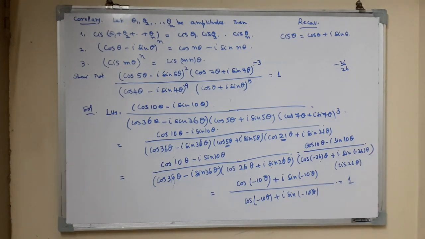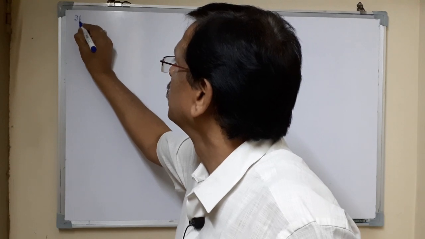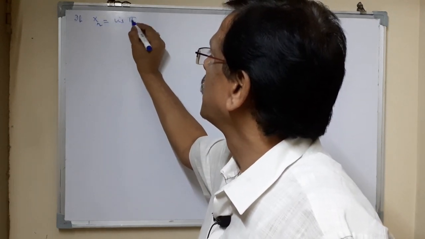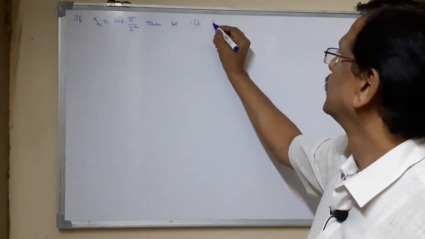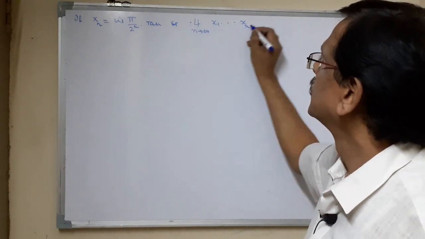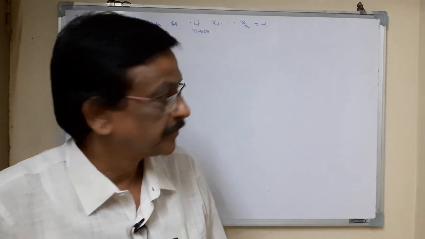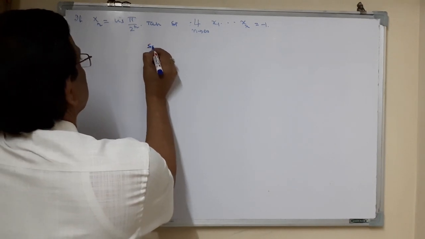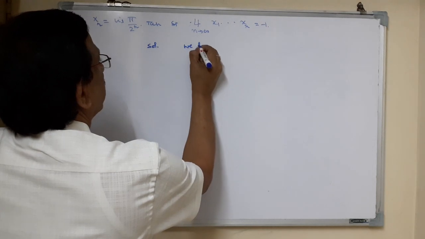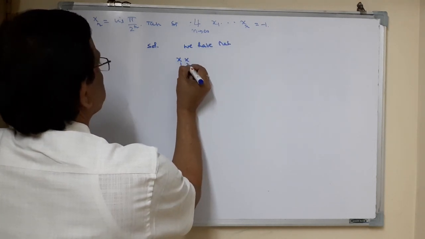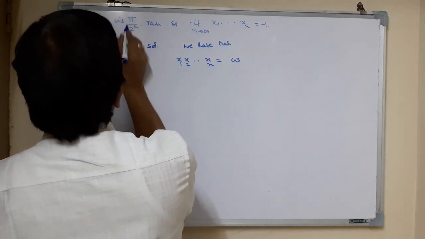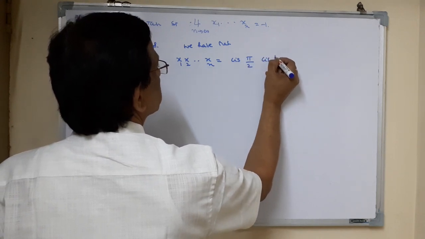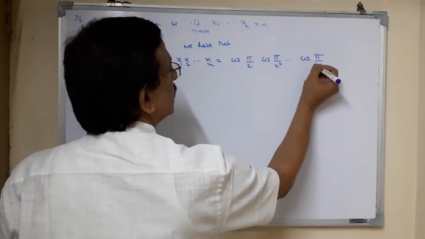That is a simple application of de Moivre's theorem. Yet another application is in this problem. If x_r is equal to cis(π/2)^r, then show that the limit of x1 x2 ... xn as n tends to infinity is −1. It's very simple. The solution is like this. We have x1 x2 ... xn where x1 is cis π/2, x2 is cis(π/2)², and xn is cis(π/2)ⁿ.